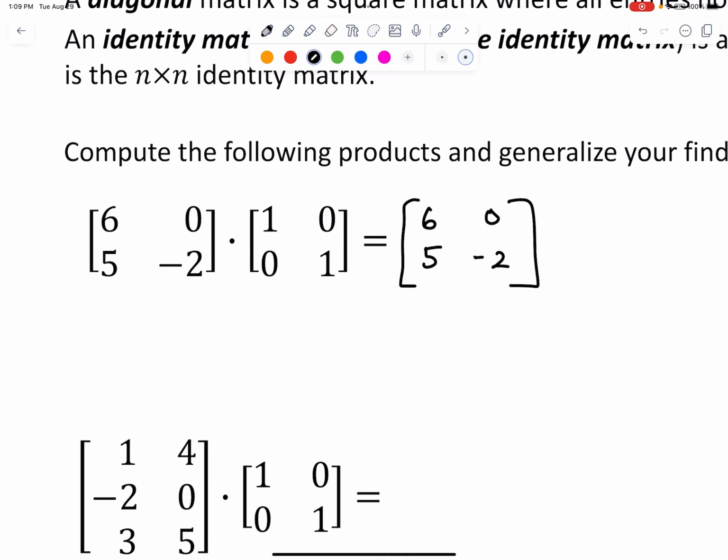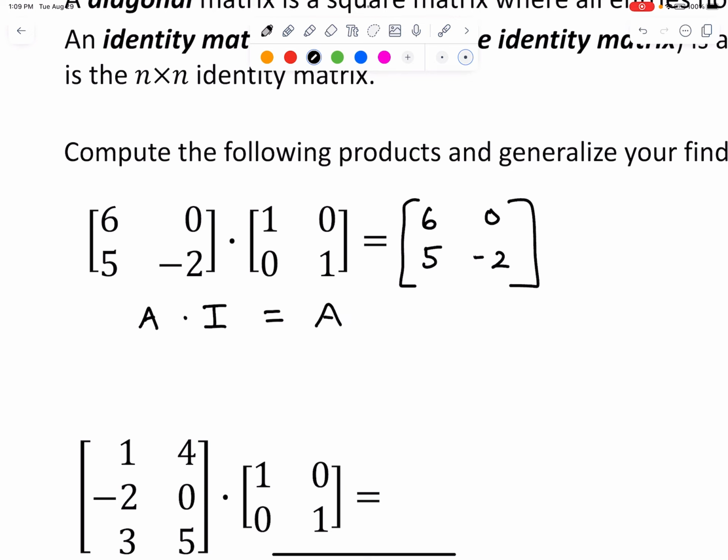Now observe what happened here. We had a matrix A. We multiplied it by an identity matrix, I sub 2 specifically. And if the context is clear, you don't need to bother putting the subscript on the I. You can just say I. It's a 2 by 2 matrix here. And the result was the matrix A again.